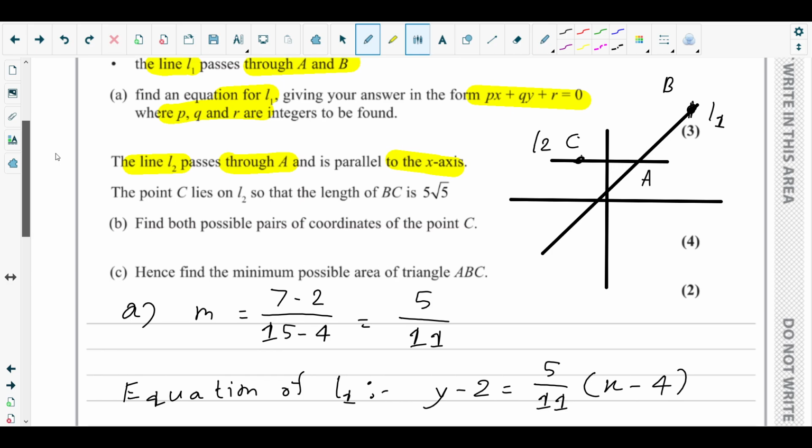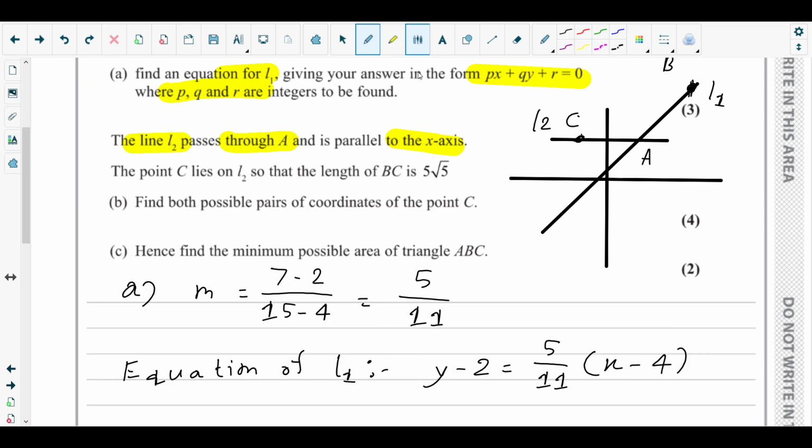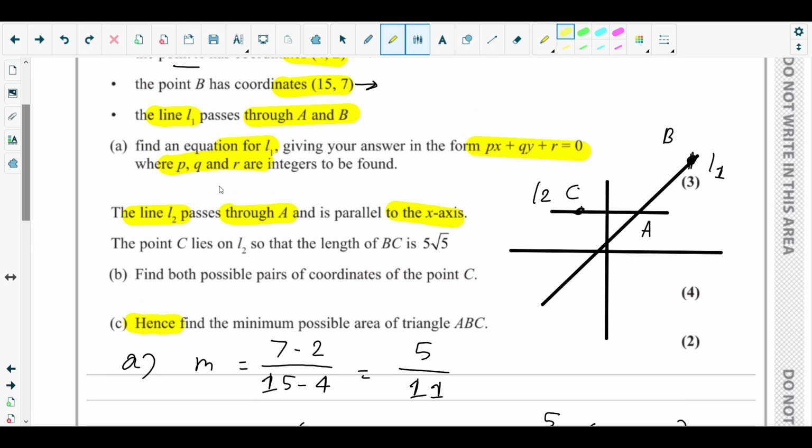For part C, they are asking hence. Since it says hence, that means we need to use our answer from part B. Find the minimum possible area of triangle ABC. We need to find out the minimum possible area of ABC. Okay, the figure is very important here for understanding that concept. ABC, right? So ABC is basically this one.